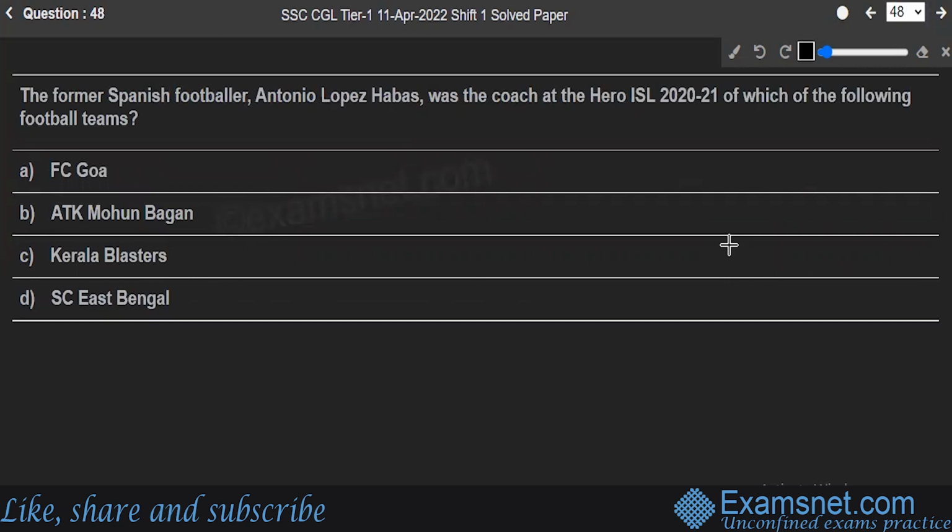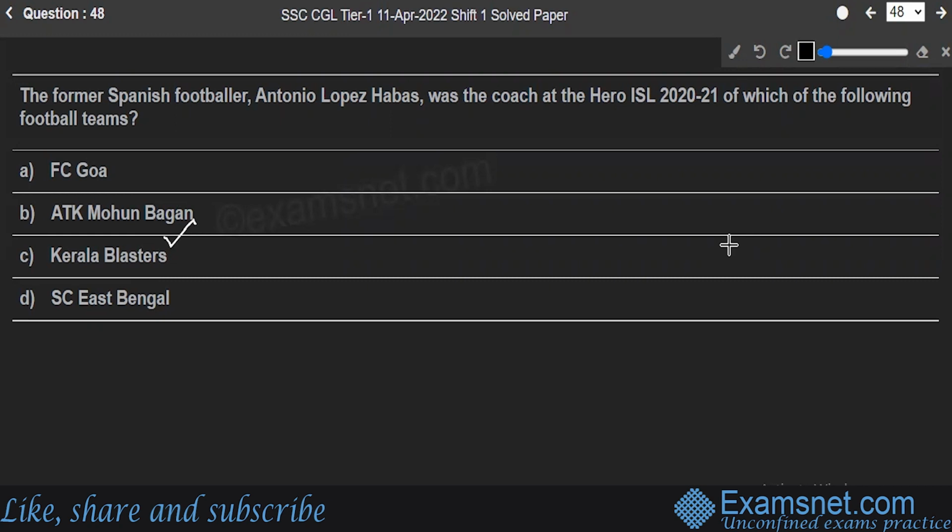Which former Spanish footballer Antonio Lopez Habas was the coach of the Hero ISL 2020-21 of which of the following football teams? FC Goa, ATK Mohan Bagan, Kerala Blasters, or SC East Bengal? Which is the correct answer for this question? So, yes, I think most of you have told me the right answer. It's option B, ATK Mohan Bagan.